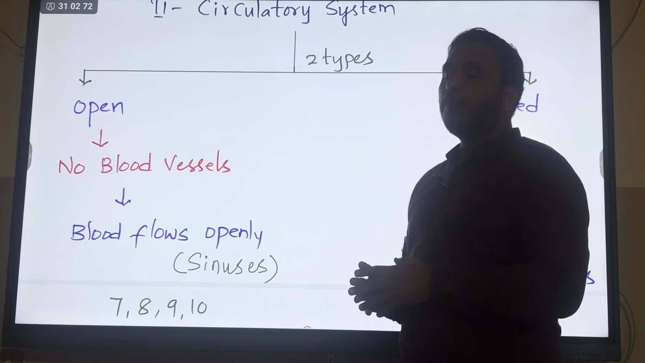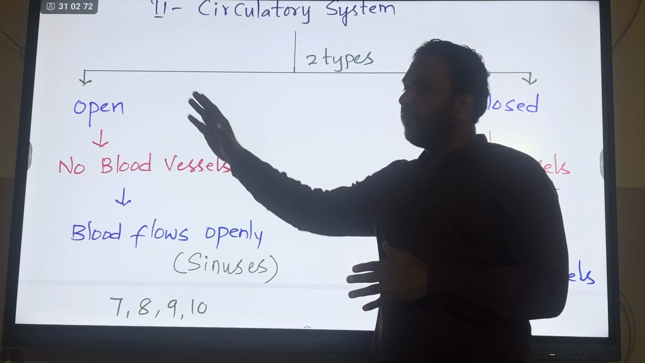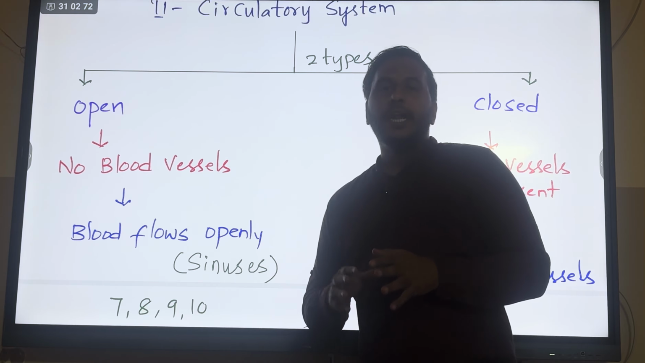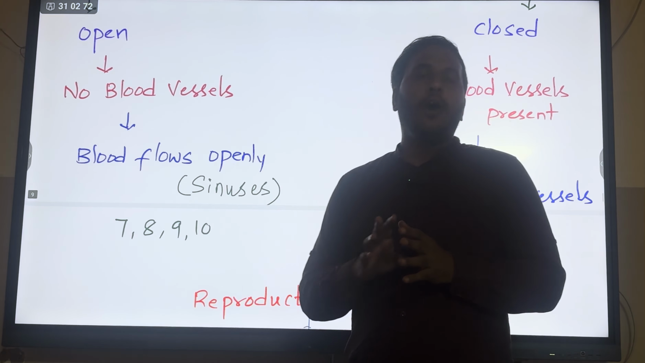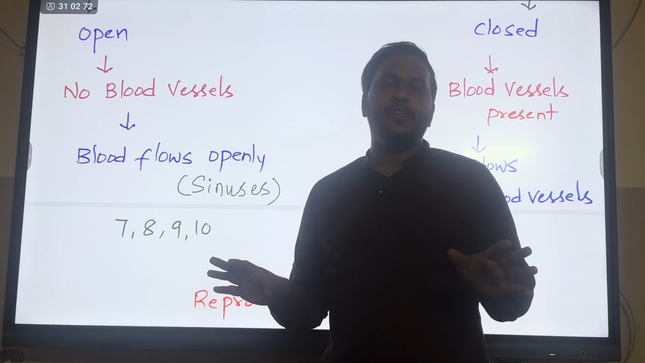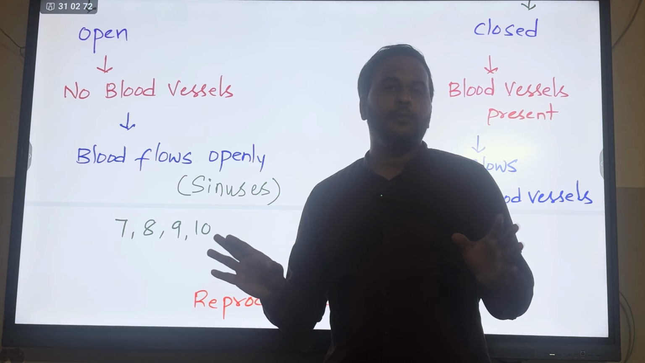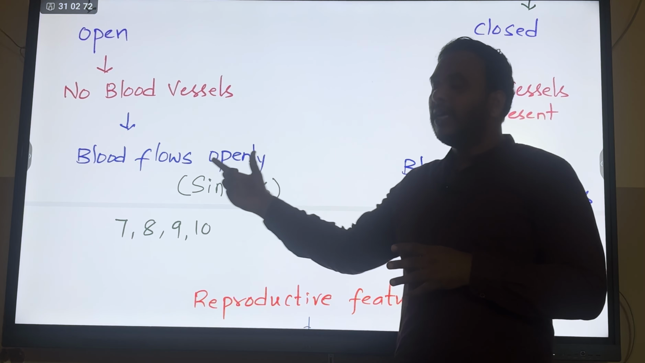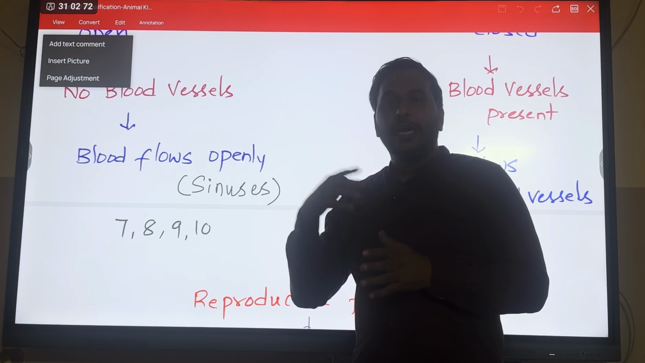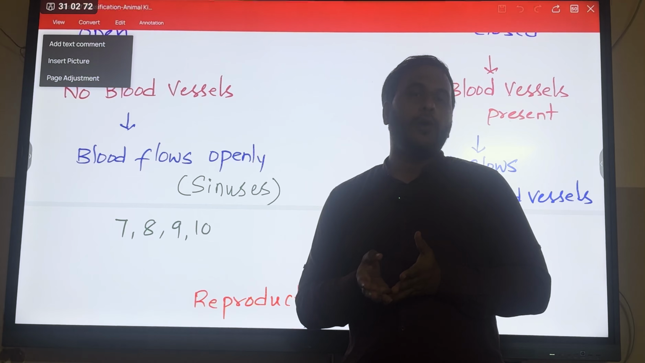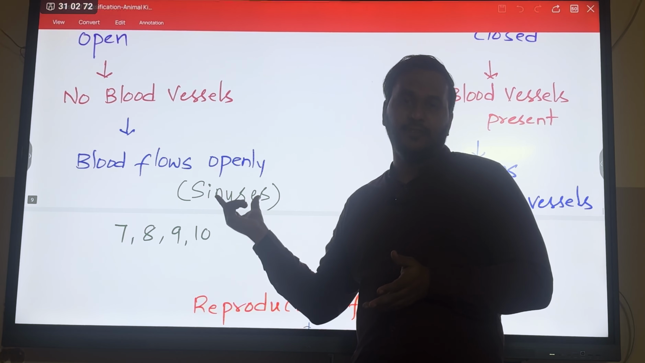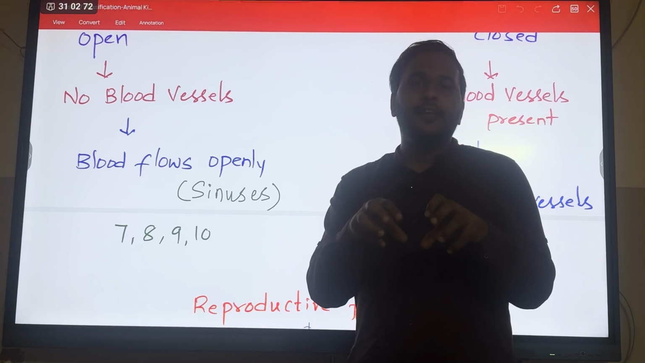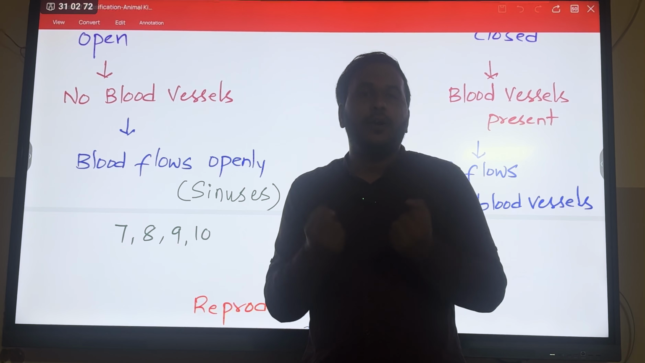The circulatory system also has two types in the animal kingdom: open type and closed type. Open type of circulatory system means the blood vessels are either absent or poorly developed. Because of this, the blood flows openly into the spaces around the body tissues. We call them sinuses. The blood flows into these cavities called sinuses, and from these sinuses the body tissues acquire nourishment and oxygen.